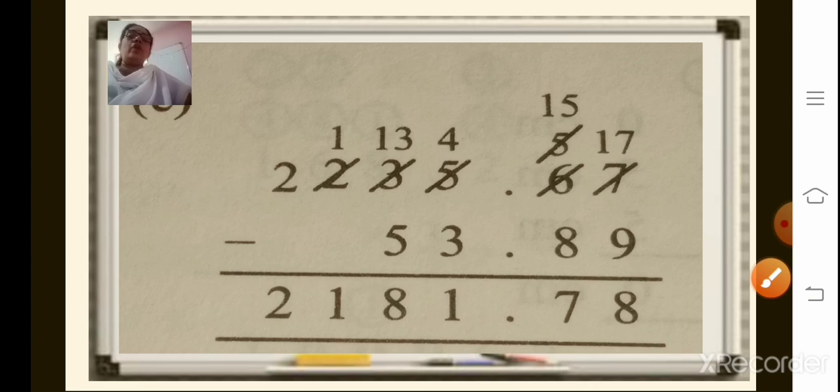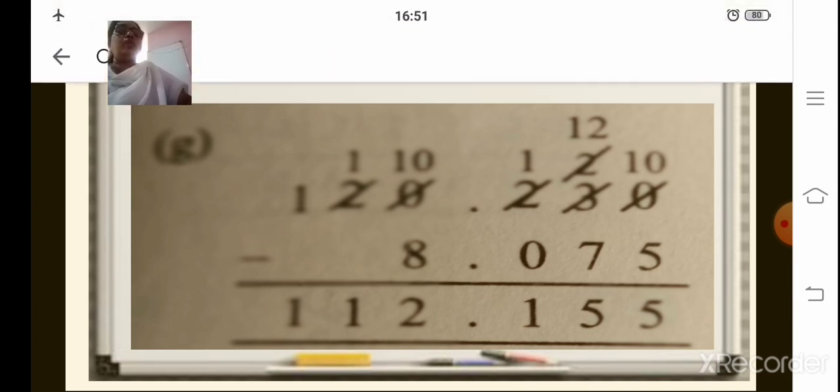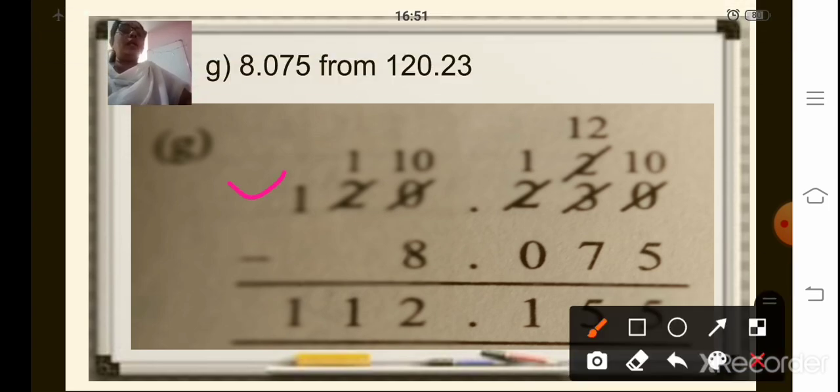The working is shown on the next slide. You can just copy it down from here. And the last sum is 8.075 from 120.23. So you will write this number 120.230 minus 8.075.